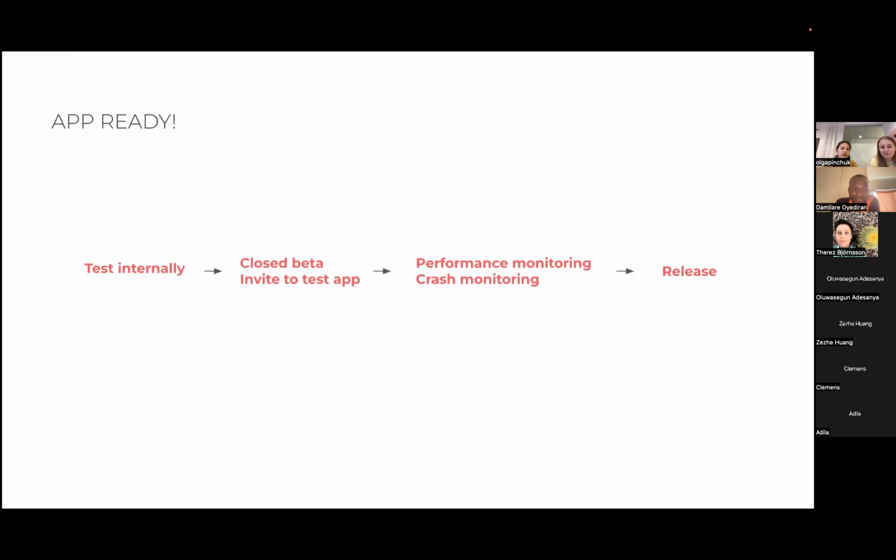When you create your app and it's ready, before you release it to the public, you want to make sure that you have a stable, performing and crash-free app. And this you can do by testing the app first internally, and then creating maybe a closed group of users where you let them try out and test your app, and then you measure your performance and check for crashing before you release it to the public. And here Firebase has some really good features that can help you out with this process.